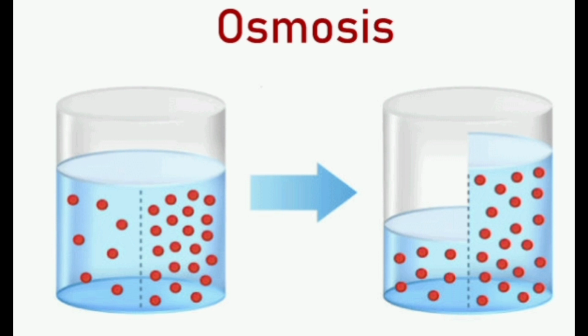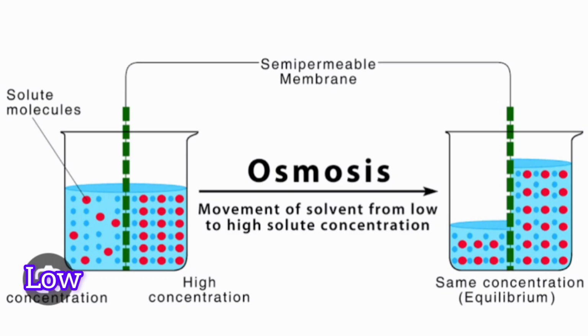So, the osmosis process. The movement of water across a semi-permeable membrane from an area of lower water concentration to an area of higher water concentration is called the osmosis process. Now you can see the picture on the screen. There are two pictures here, the left side and the right side.